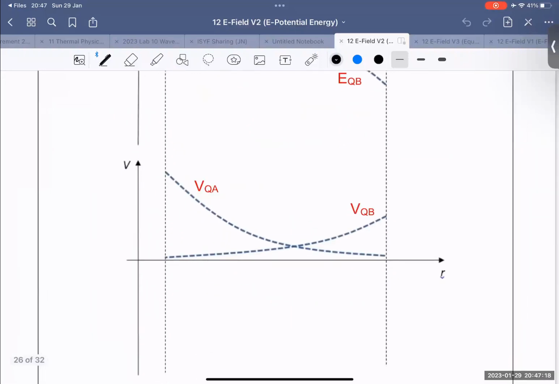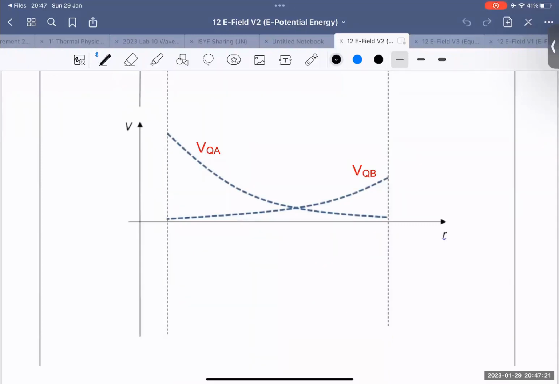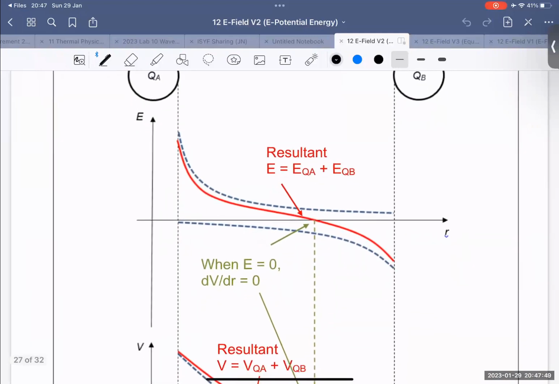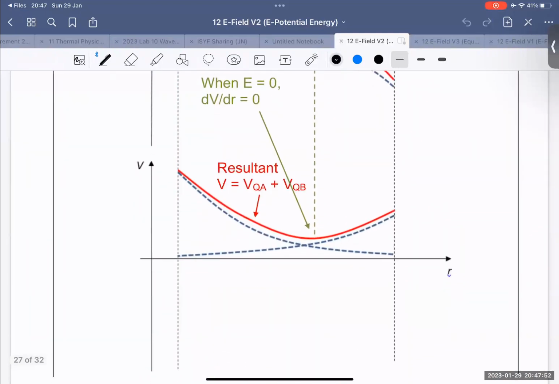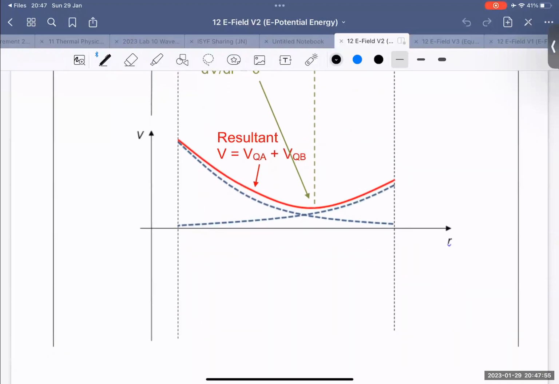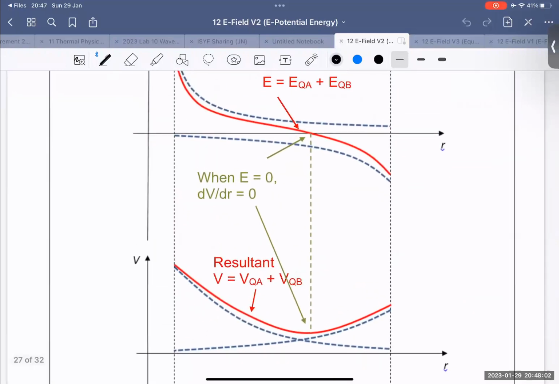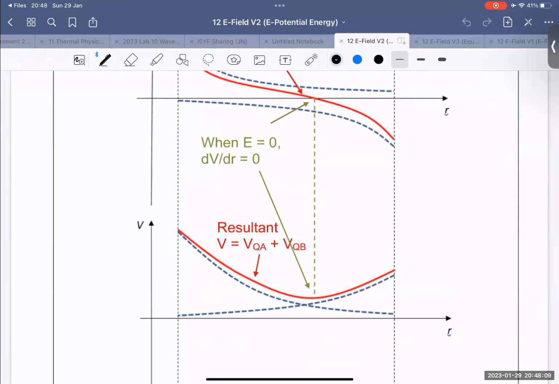Now in this case, for potential, it's a positive charge for both of them. So the potential is positive for QA and QB. In terms of the resultant electric field, E will be the sum of the fields of QA and QB, represented by the red line. And the potential is also the sum of VQA and VQB. Note that at the point when the electric field is 0, the value of the potential is at the minimum. So dV/dr equals 0, that means it's a minimum point.